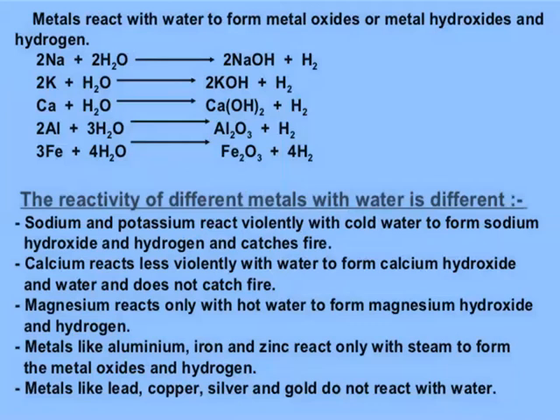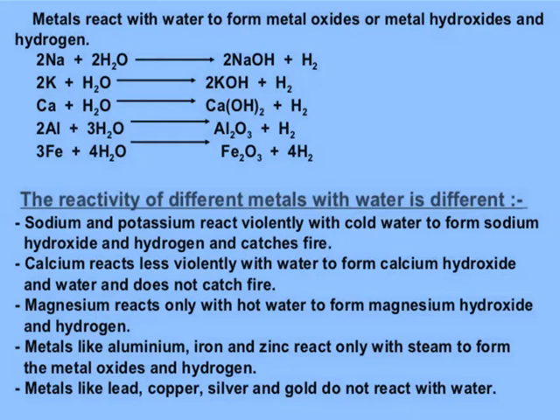So we have metals reaction with water to form metal oxides or metal hydroxide and hydrogen. Sodium reacting with water forming sodium hydroxide along with evolution of hydrogen gas. Potassium reacting with water forming potassium hydroxide along with evolution of hydrogen gas. Calcium reacts with water less violently, forming calcium hydroxide along with release of hydrogen gas.